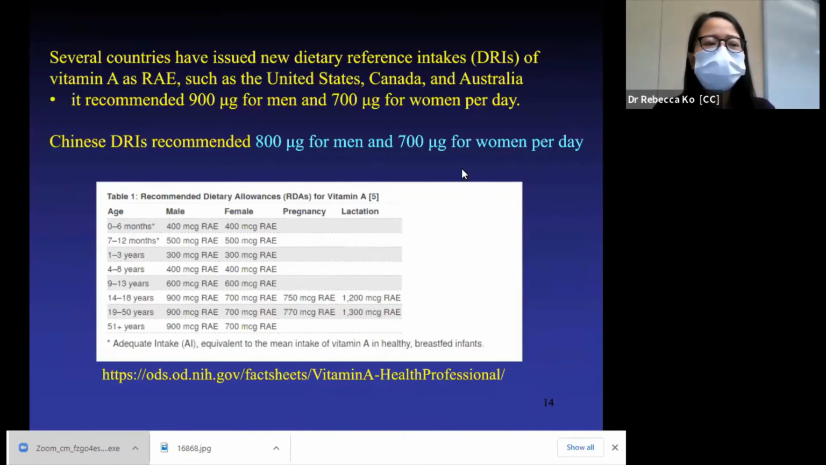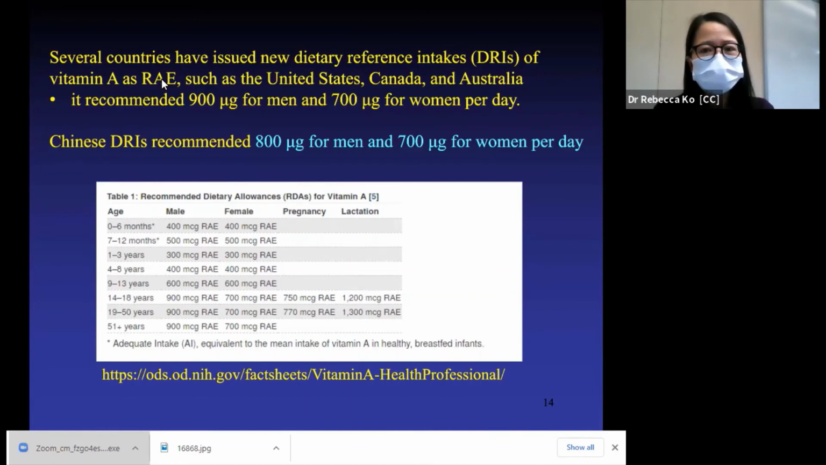Several countries have issued the new dietary reference intake, and in this new dietary reference intake we use RAE to measure vitamin A. Before, we used international units, but nowadays we have changed to RAE to describe the vitamin A intake amount. For example, the United States, Canada, and Australia are now using this new reference intake.